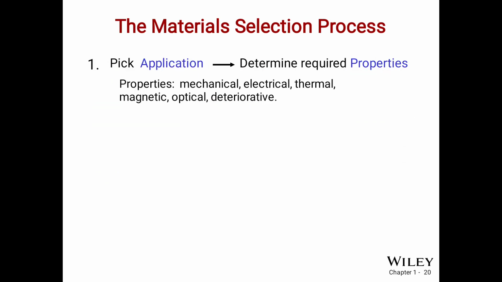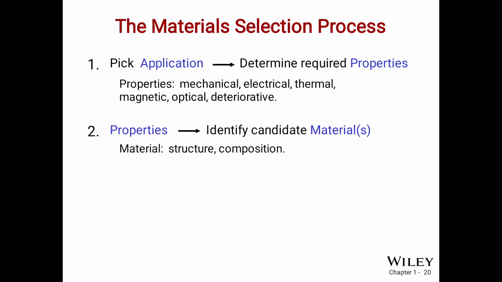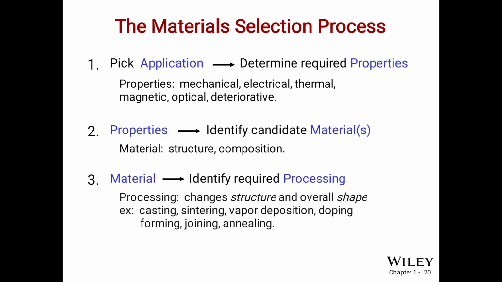The material selection process: pick the application, determine the required properties: chemical, electrical, thermal, magnetic, optical, deteriorative. Properties: identify the candidate material, structure, composition. Material: identify the required processing to change the structure and the overall shape. Examples: casting, sintering, vapor deposition, doping, forming, joining, annealing.